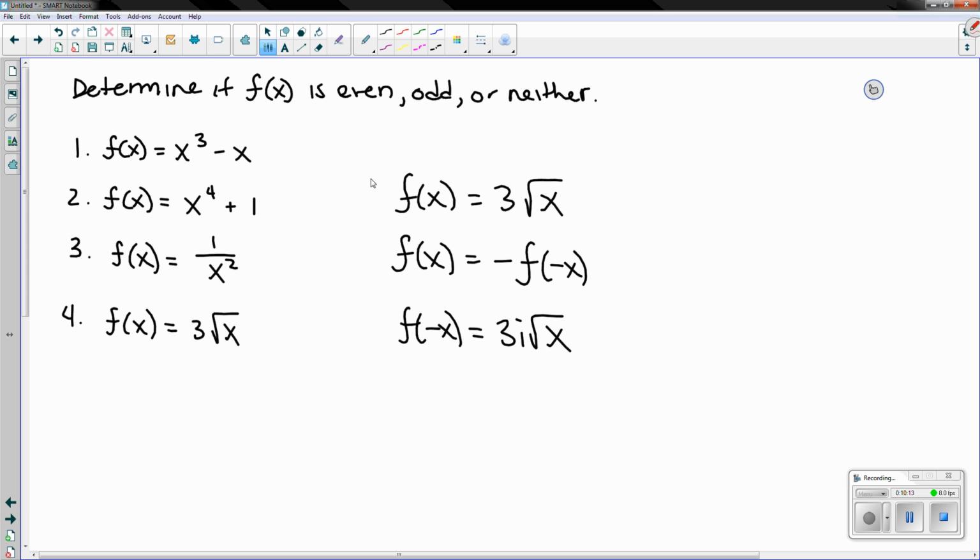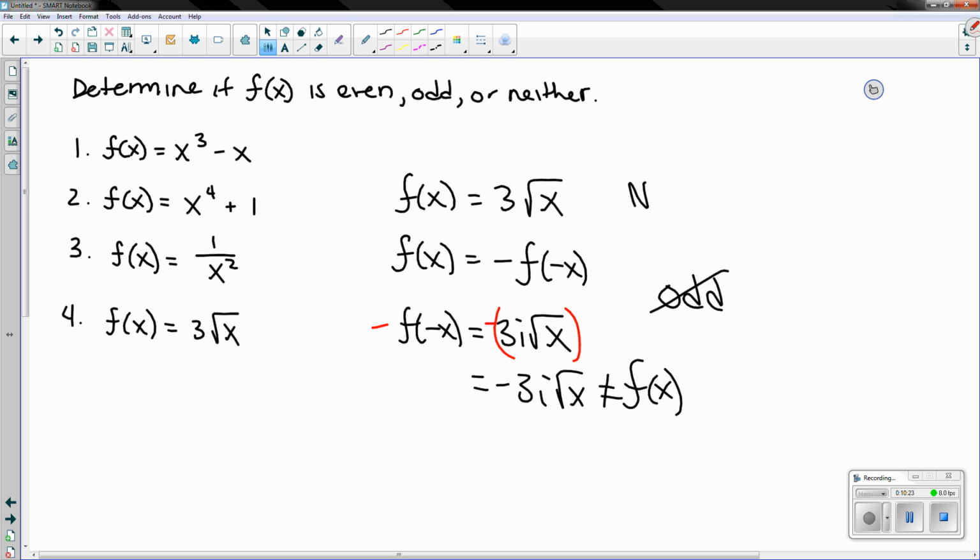Now, to check odd, we just have to negate that, right? We have to multiply it by -1. So negative cube root of x is clearly not equal to the original function. So it is not odd either. So this is our example of a function that is neither.